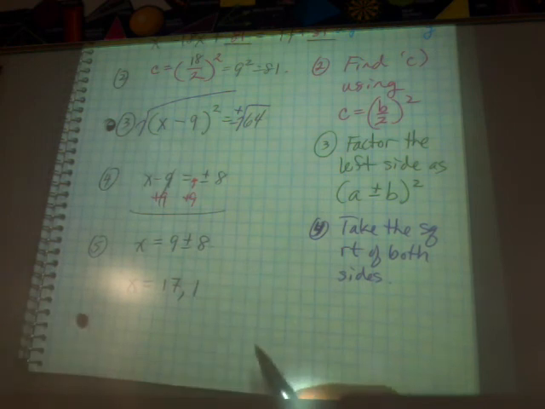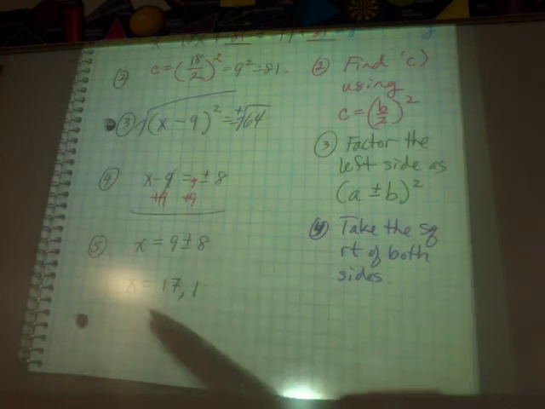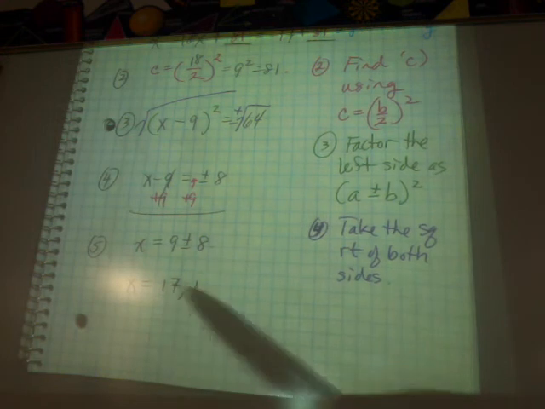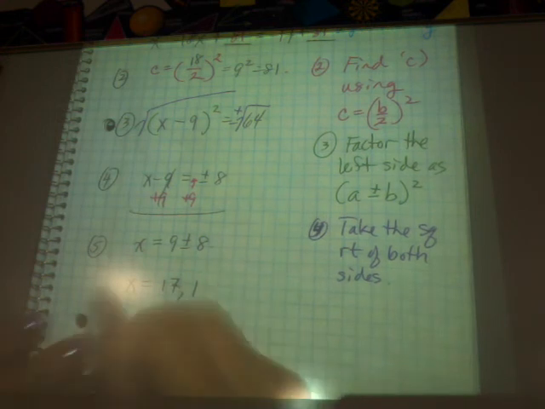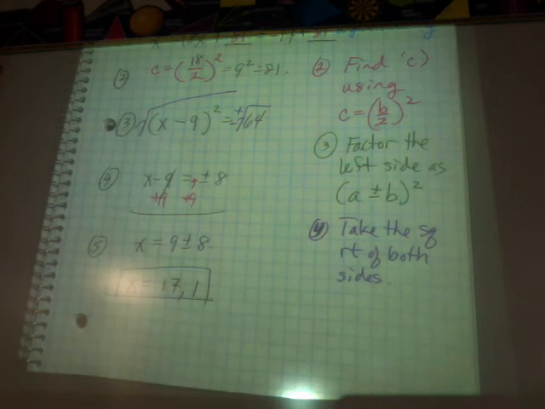So those are the places where x, or the parabola, crosses the x-axis. If I asked you to give me the zeros in ordered pair format, you would write 17, 0 and 1, 0, right? But we're just using completing the square to actually solve our quadratic.